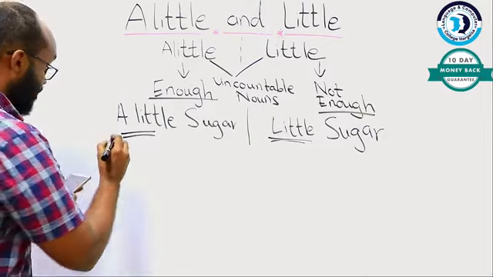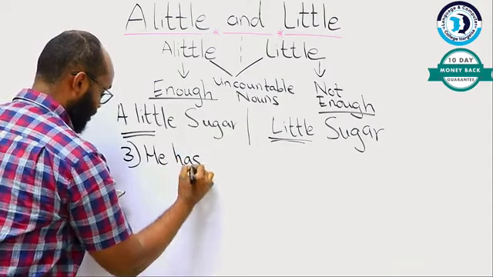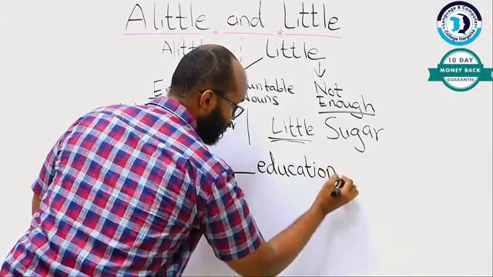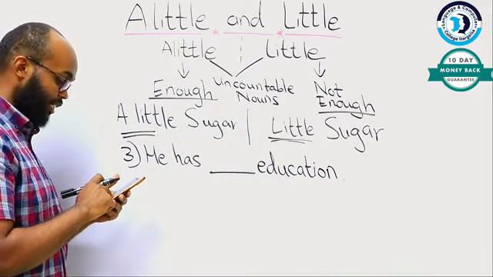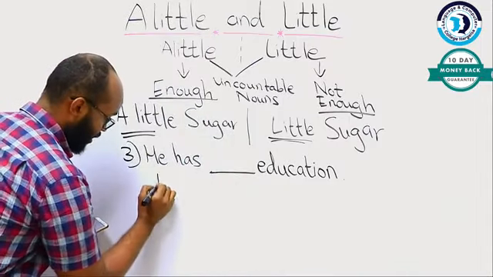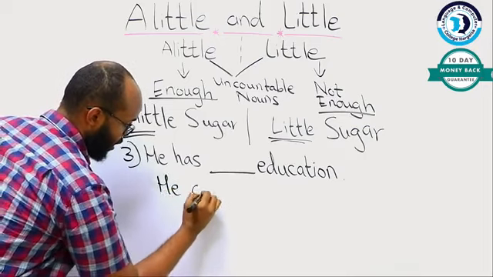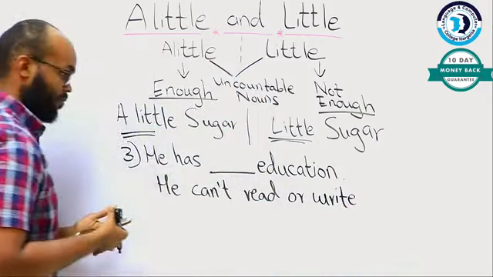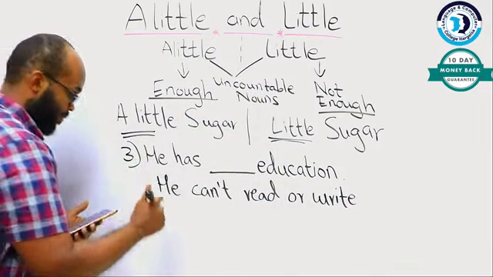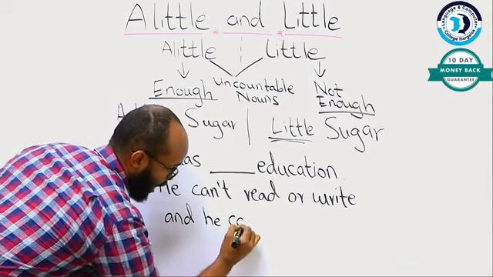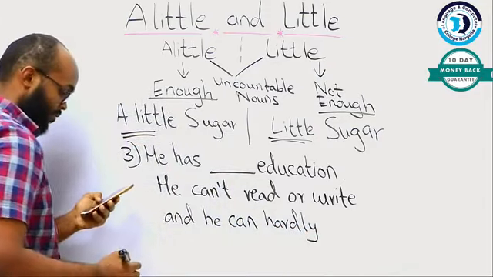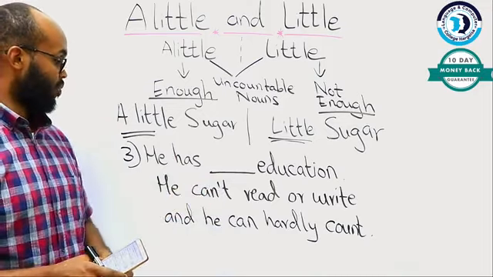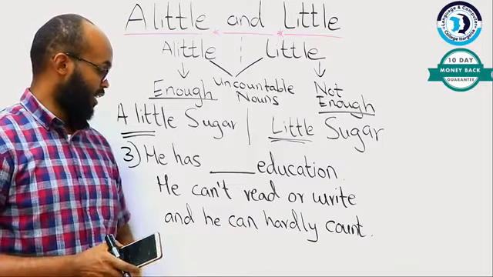So number three is: he has dash education. He can't read or write. And he can hardly count. He has dash education. He can't read or write. And he can hardly count.